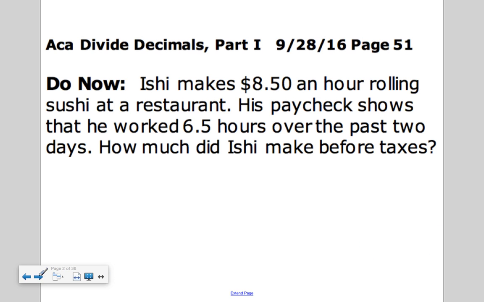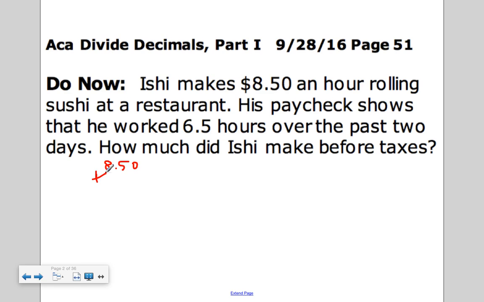All right, so let's look at our do now. Ishii makes $8.50 an hour rolling sushi at a restaurant. His paycheck shows that he worked 6 5/10 hours over the past 2 days. How much did he make before taxes? This is your option. So we know he makes $8.50 every hour he works. So he works 6.5 hours. So we need to multiply then.